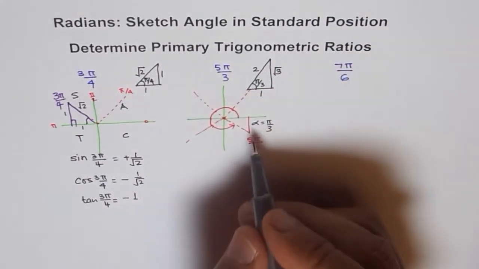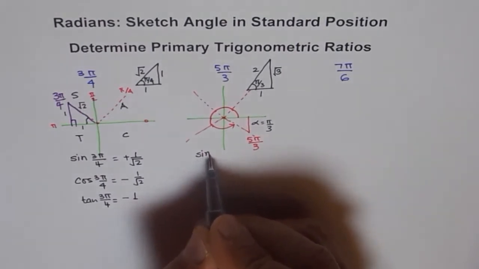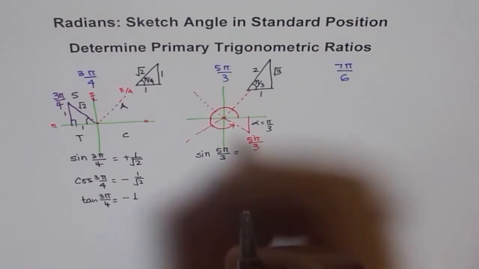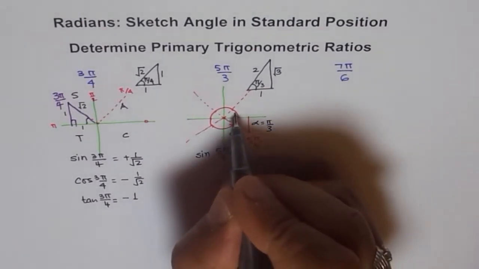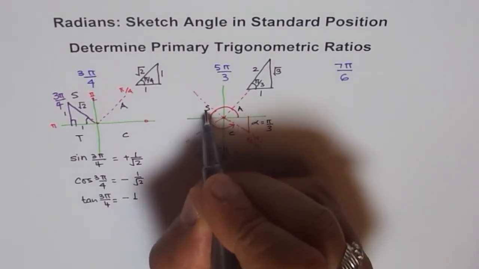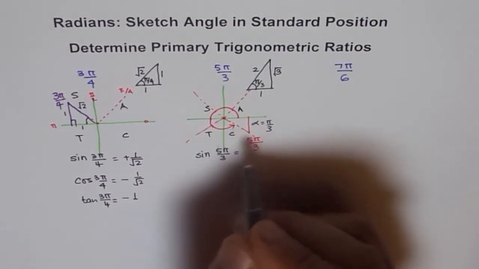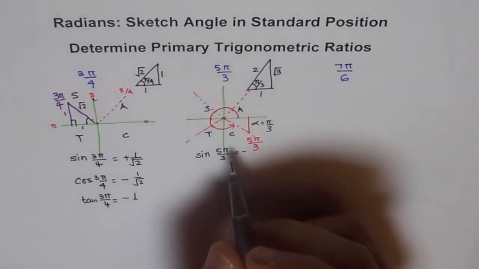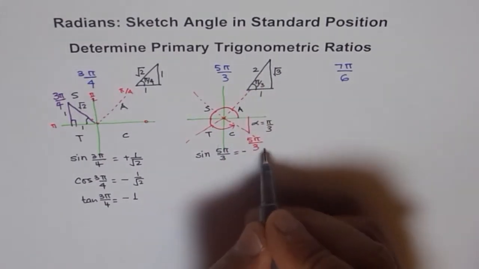Now, what is sine of 5 pi by 3? This is what we are interested in. Now, in this quadrant, what is the CAST rule? C, A, S, T. So in this quadrant, only cosine is positive. All others are negative. So it will be negative of sine pi by 3. Sine pi by 3 is square root 3 over 2. So we'll write negative square root 3 over 2.